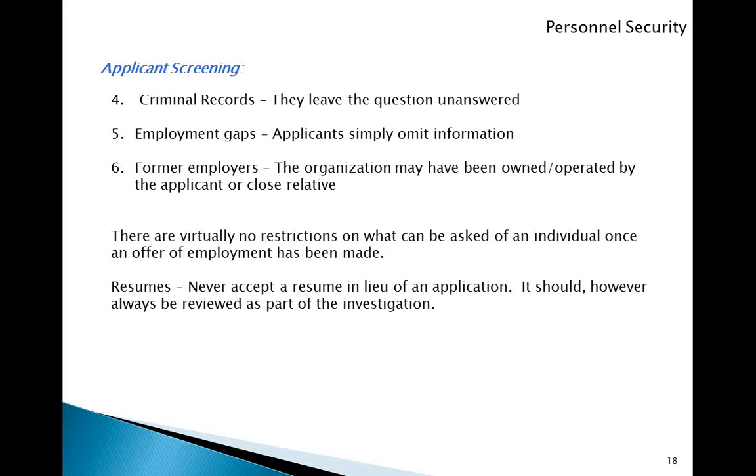A resume should never be taken in lieu of an application. You should always have them fill out an application in detail. However, it is a good source of information to build your investigation on. So you want to keep that, okay, and review it like you would an application.